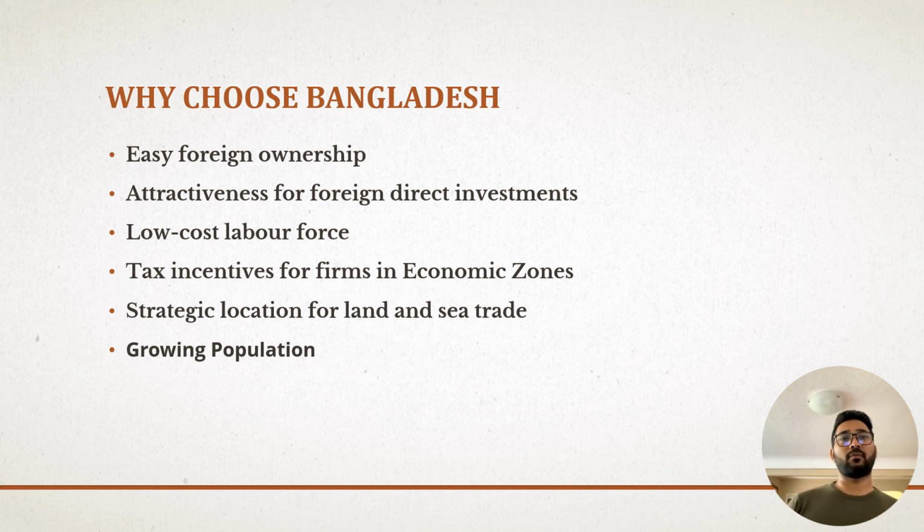Strategic location for land and sea trade. We have a very versatile location in our country. Bangladesh is situated at the Bay of Bengal, and it is surrounded by India, one of the largest countries in the world. So it's very easy to export our goods to India and other Asian countries. And also we are very lucky to have the Bay of Bengal. That's why we can easily export our goods through the Bay of Bengal to the European region as well.